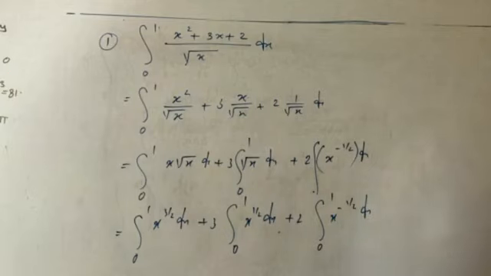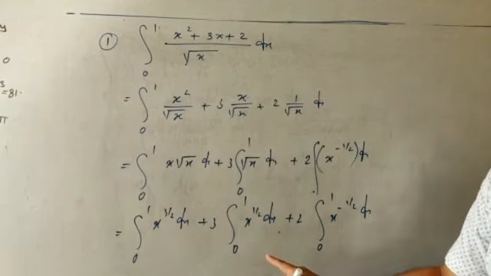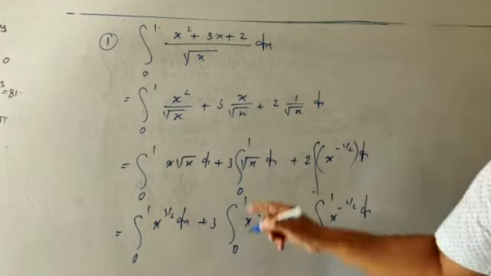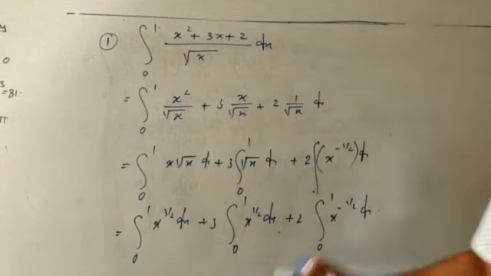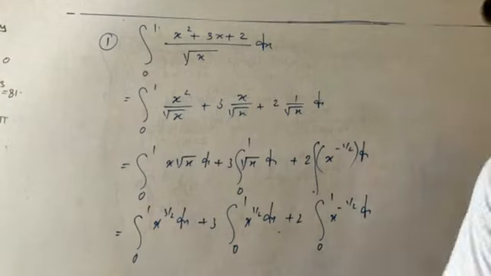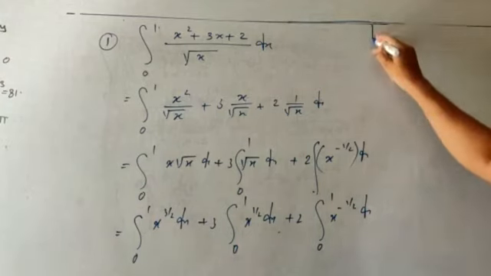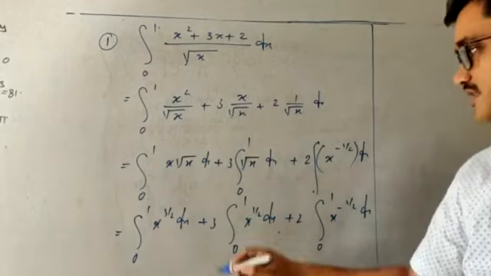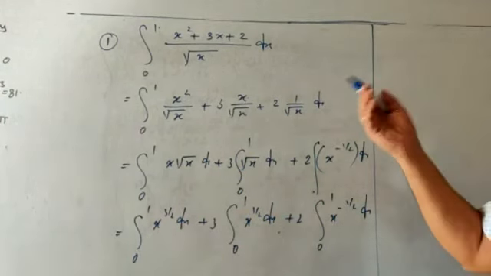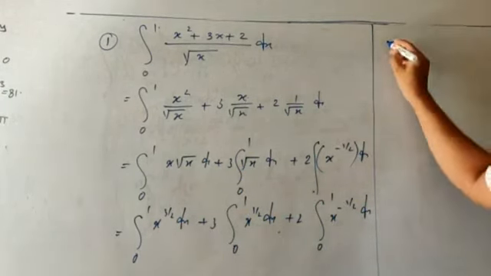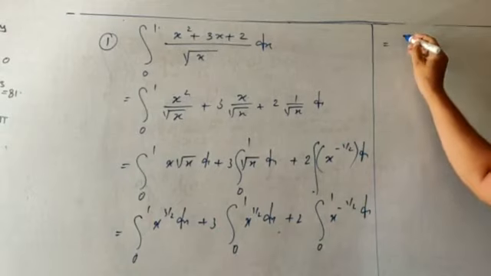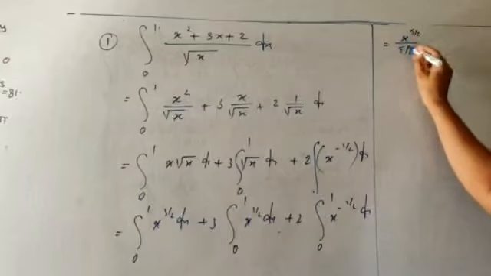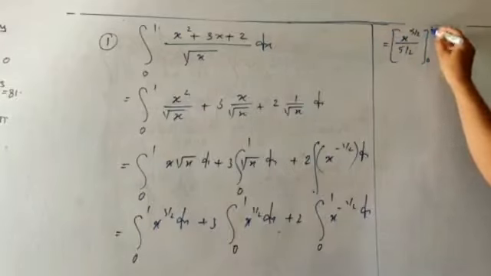Now what is the next step? Is the next thing visible? I'll erase this. There is a limitation with the board here, or I'll write the steps here. Do you know what is integration of x raised to n? It is x raised to n plus 1 upon n plus 1. So this can be written as x raised to 5 by 2 upon 5 by 2, from 0 to 1.